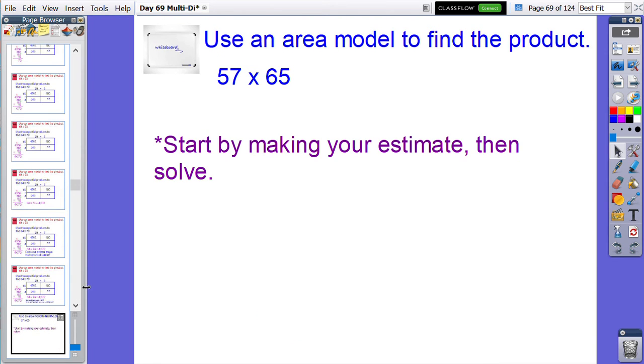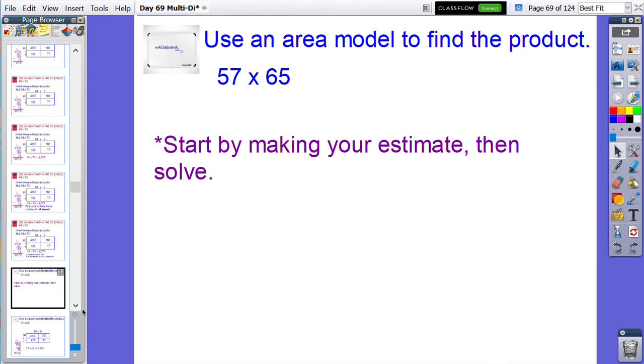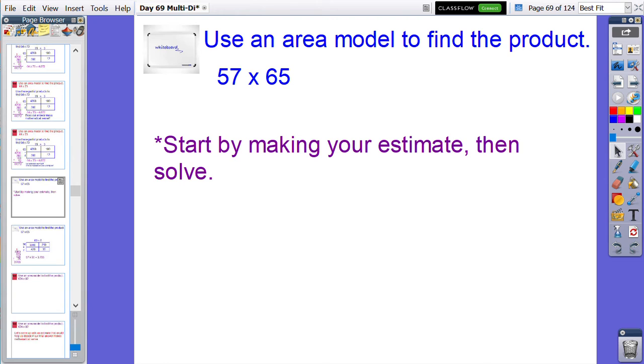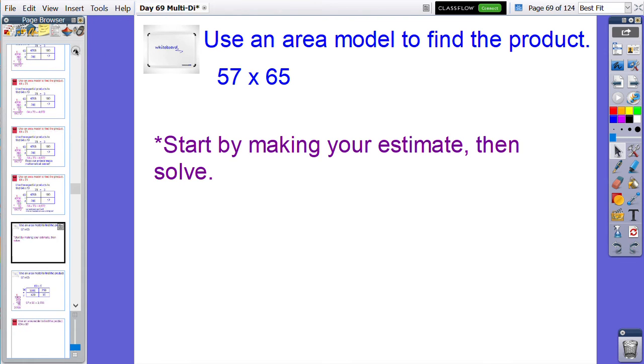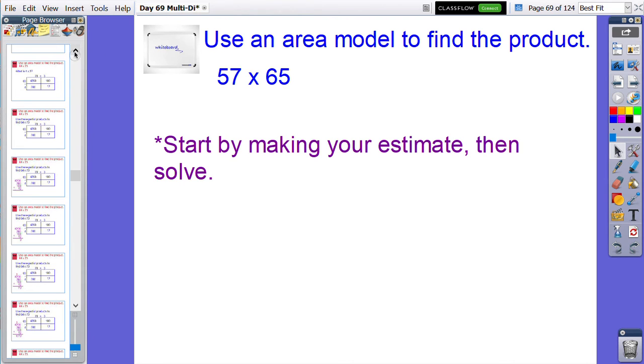Okay, now try this one. Start with an estimate and then solve. Try this one on your whiteboard. And pause the video. And when you're done, press play.